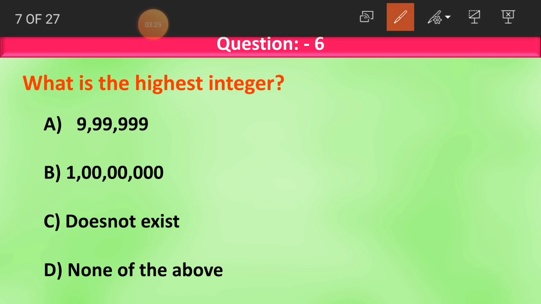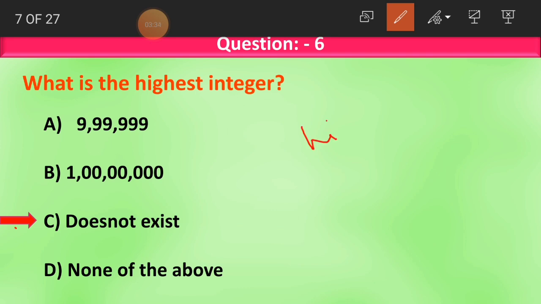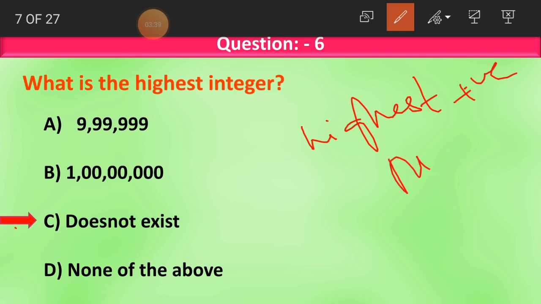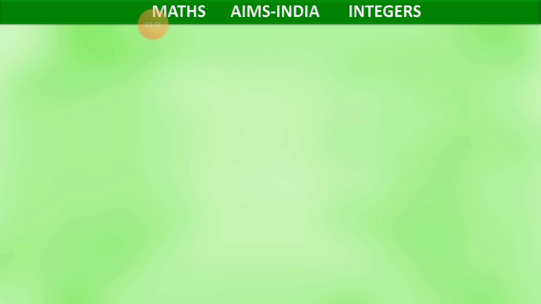What do we know about the highest integer? We know that the highest integer does not exist, because we do not know the highest positive number that exists. We do not know the highest positive number. So we do not know the highest integer that exists. In the same way, we do not know the smallest integer as well.